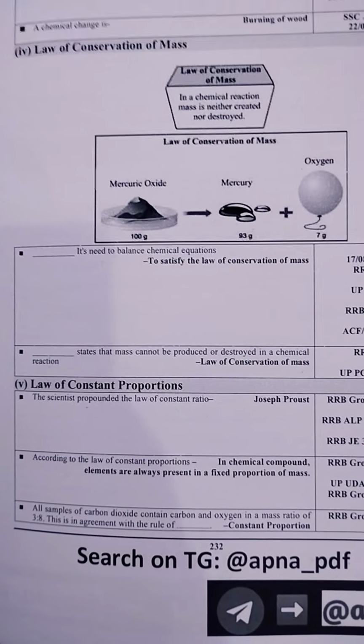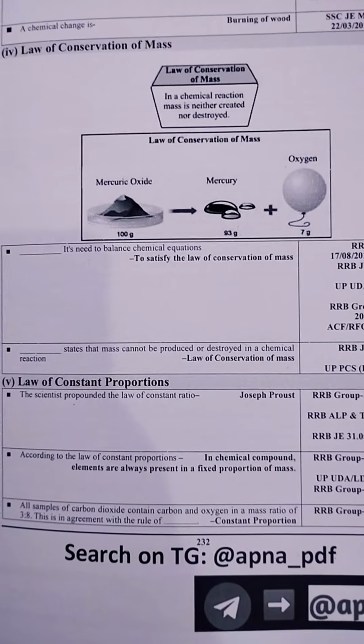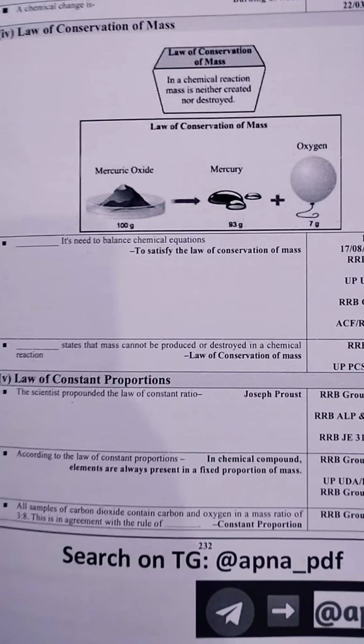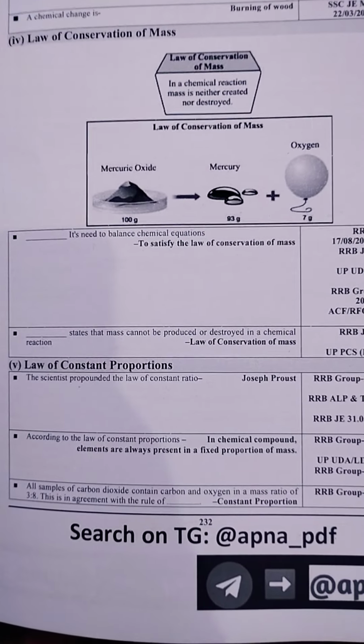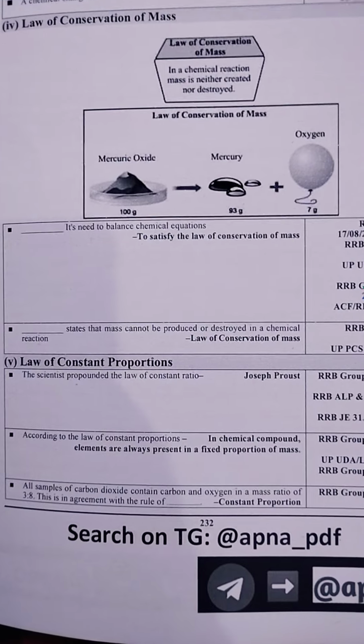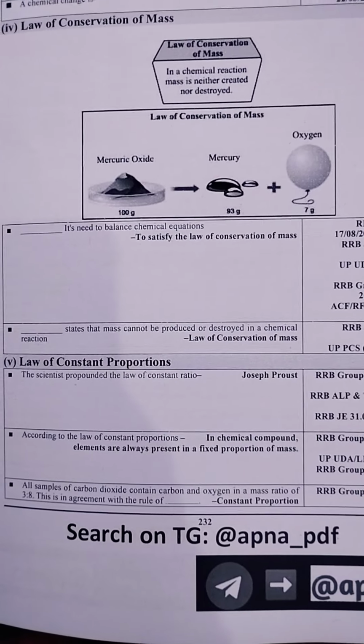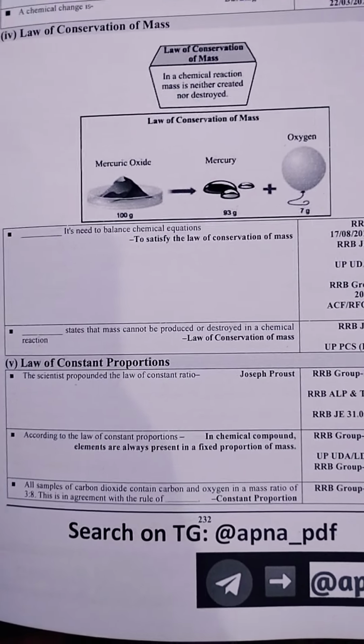We need to balance the chemical reaction to satisfy the law of conservation of mass. It states that mass can neither be created nor destroyed in a chemical reaction: the law of conservation of mass. Law of constant proportion, by Joseph Proust: in a chemical compound, elements are present in a fixed proportion by mass. The constant proportion will be 3:8 in carbon dioxide.